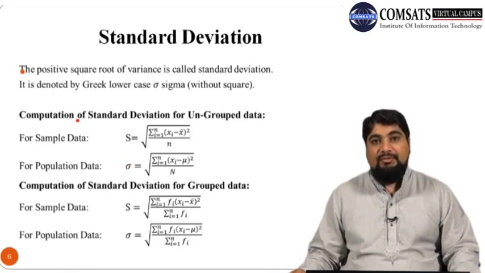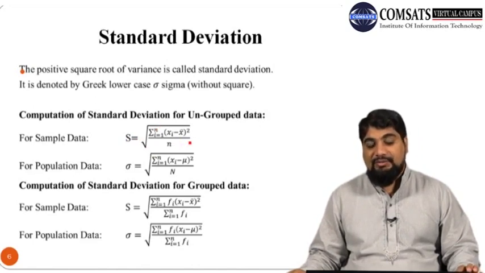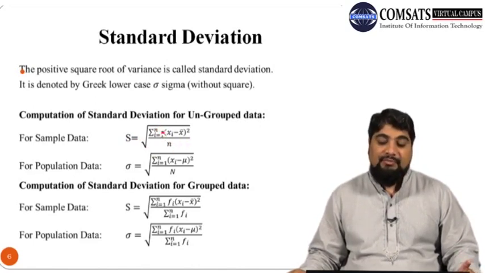So let us discuss the formula for computing standard deviation for ungrouped data. For sample data, S is the square root of summation xi minus x bar whole square divided by n. You can see that the formula is the same as that of variance, only we have taken the square root of the right hand side and we have skipped the square sign from the left hand side. So s instead of s square, so s equals square root of summation xi minus x bar whole square divided by n, where i ranges from 1 to n.